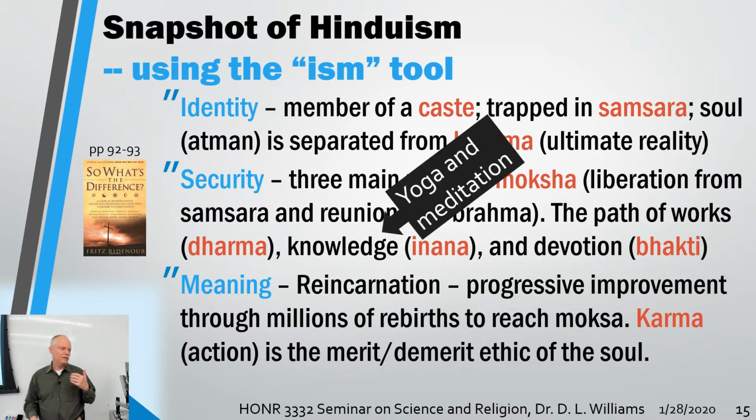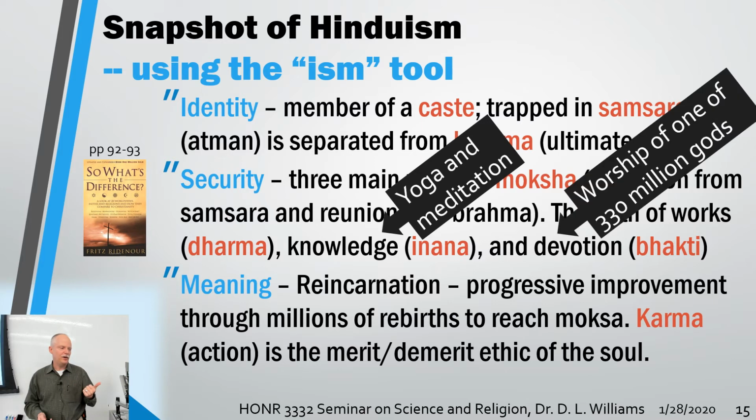You've heard of yoga and meditation. That has roots in this knowledge path in Hinduism. That's again something that made its way over to the United States from the Eastern religions. And then devotion, this would be worship of one of the 330 million gods. There's a huge pantheon in Hinduism, although some of the main ones are Shiva and Vishnu. Those are probably the two main gods that are worshipped through devotion. Again, you're trying to seek assistance from that god in your moksha, your path to reunification with Brahma.